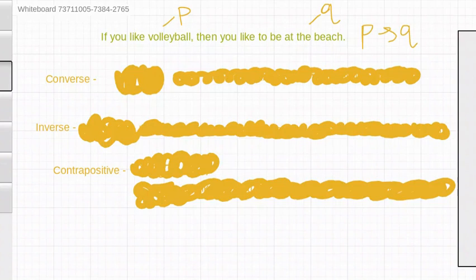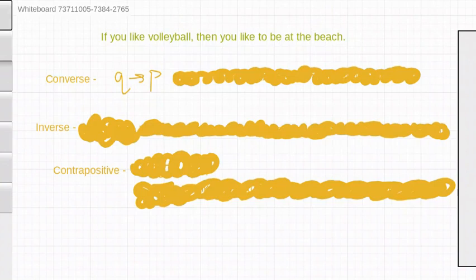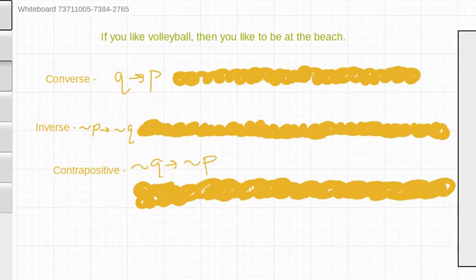Our converse is just flipping. What would our inverse be and what would our contrapositive be? Our converse would be Q arrow P. Our inverse would be not P arrow not Q. So tilde P arrow tilde Q. And our contrapositive would be tilde Q arrow tilde P, since we're combining those.